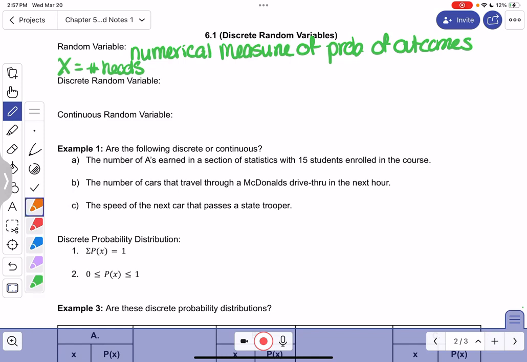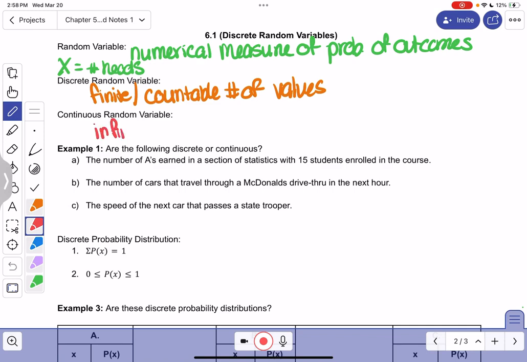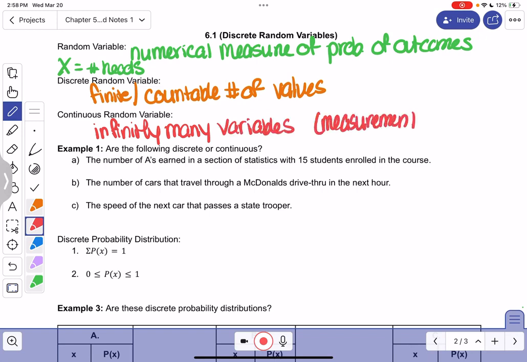A discrete random variable has a finite or a countable number of values. So you can get 2 heads, you can get 5 heads, you can't get half a head on a coin. A continuous random variable has infinitely many values. And those are like speeds or distances, any type of measurement or range. So let's look at these.